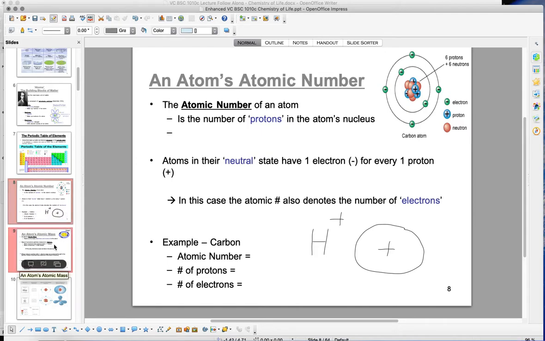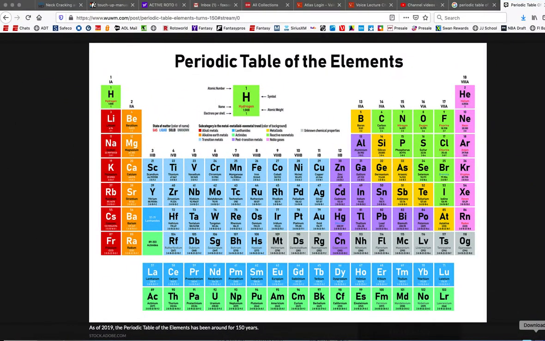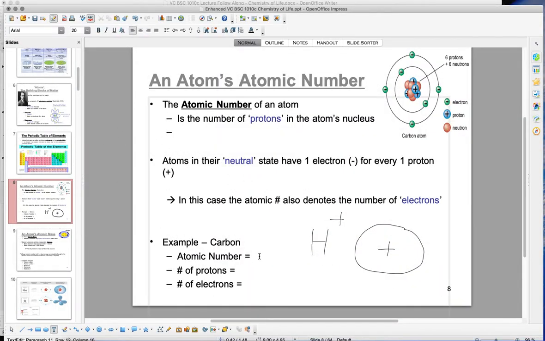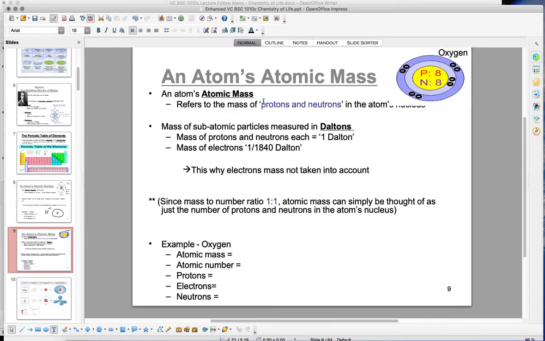All right, so that's our atomic number. For example, let's do carbon. Carbon's atomic number is 6. So what does that tell us? We see 6 on our periodic table. That tells us the number of protons is 6, and that also tells us the number of electrons is 6. Okay, cool.